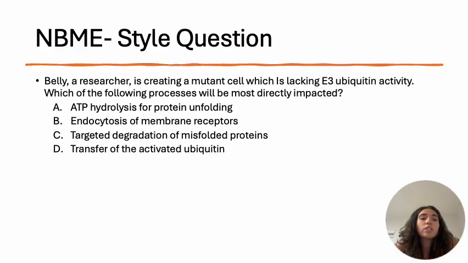Okay, now we're going to go into the NBME-style question. A researcher is creating a mutant cell which is lacking E3 ubiquitin ligase activity. Which of the following processes will most directly be impacted? A. ATP hydrolysis for protein unfolding. B. Endocytosis of membrane receptors. C. Targeted degradation of misfolded proteins. Or D. Transfer of active ubiquitin. I'll give you 5 seconds.